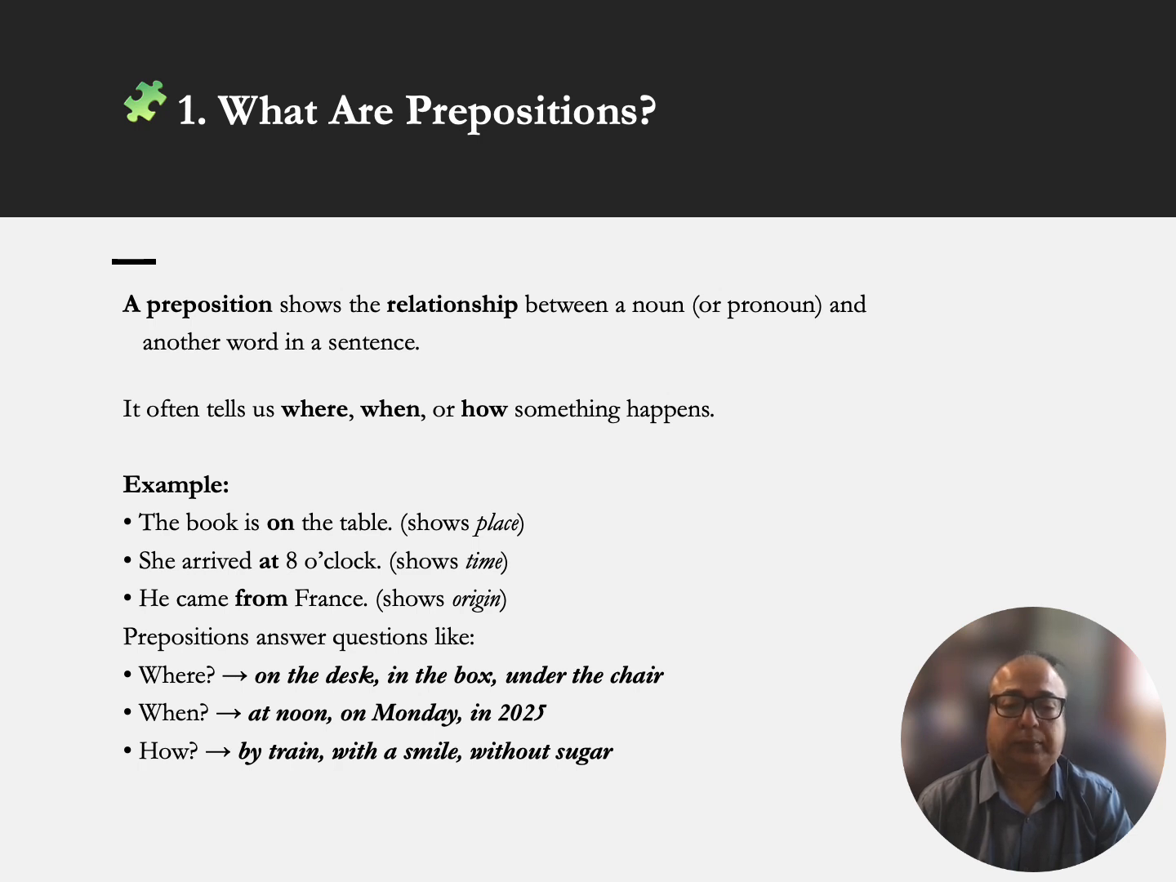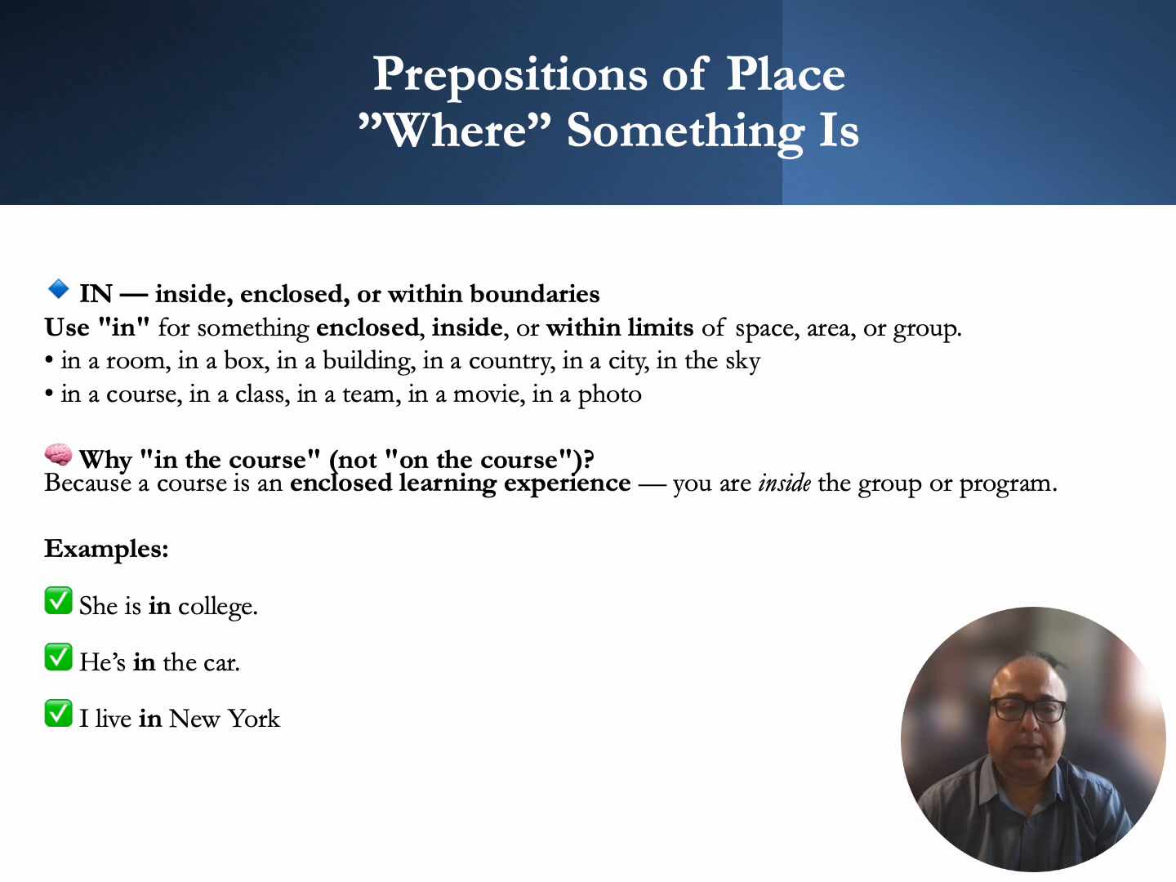On the desk, in the box. Where is the book? It is under the chair. I think I dropped it. So that's a preposition, under. And remember, preposition, pre means before. So under comes before the chair. All right? So prepositions of place, we just learned on the table, right? Under the table.